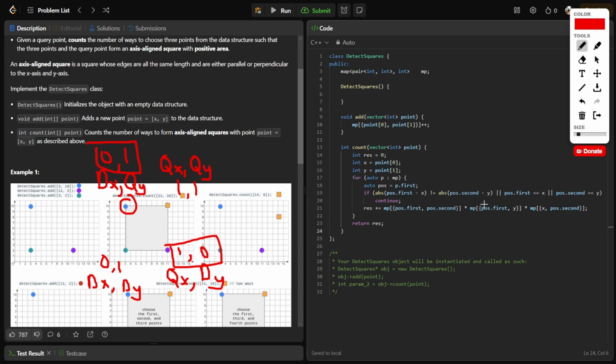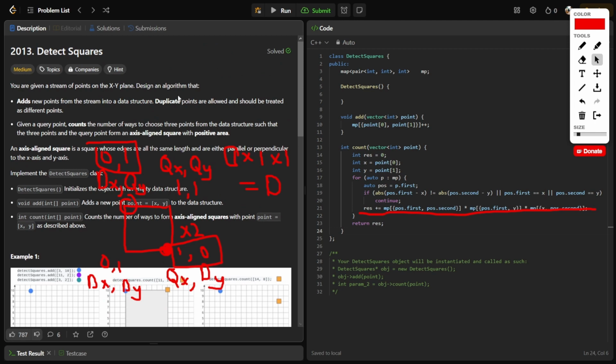Once we've done that, we multiply all the entries. Let's say all of them are present, it'll be 1 times 1 times 1, which will give us 1. This will just increment result by 1. If one of them is not present, let's say this doesn't exist and we get only this, this is not a square. So anything times 0 will give us 0. If, for example, this point gives us 2, there are duplicate points as mentioned above. Each point is treated as a different point, as mentioned over here. Duplicate points are allowed and should be treated as different points.